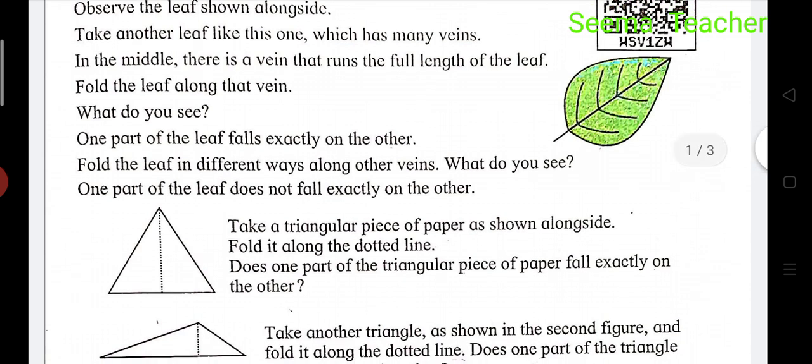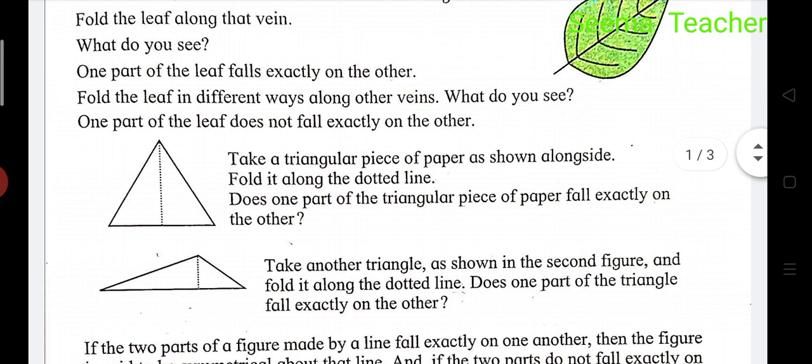So in this triangle, if you take the piece of paper and fold it, then it folds exactly. This dotted line is a symmetric axis. So students, you do this at home. Take one page, draw the triangle, cut it with scissors, draw a dotted line, and fold it. If the parts fold onto each other, then we call it symmetrical.